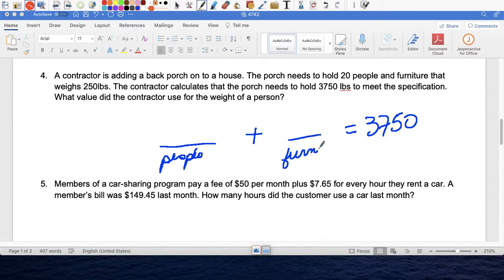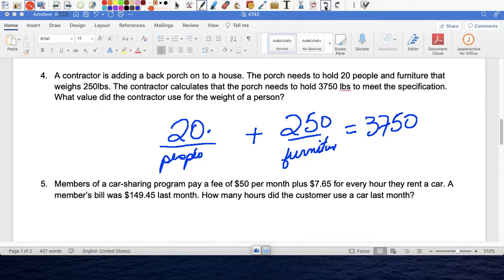Furniture is not going to change unless they add furniture or take away furniture. But before now, we know that out of the 3,750 pounds, 250 pounds will be about furniture. So that leaves the rest here for people. And so we're going to go 20 times however much they weigh, right?